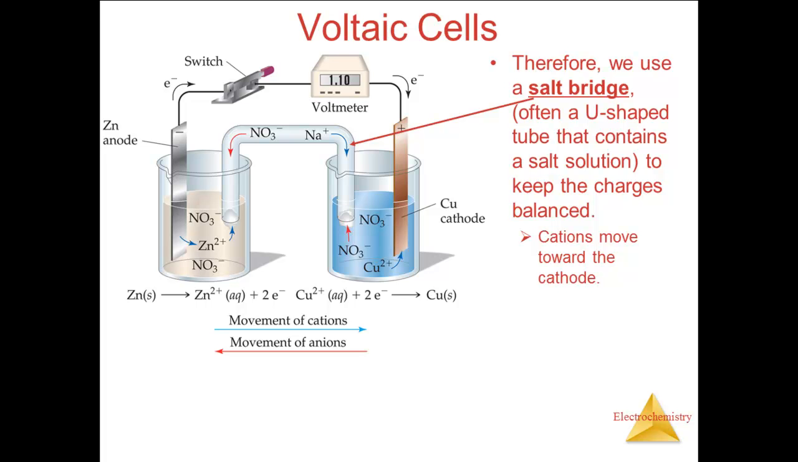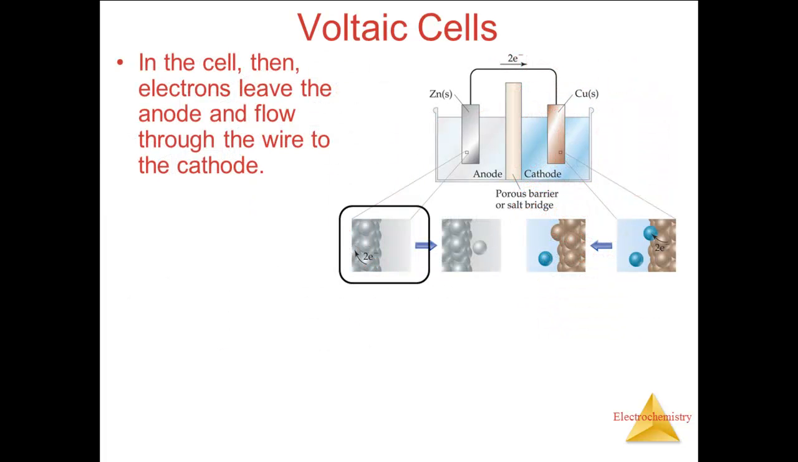The cations move toward the cathode because that half cell is negatively charged. Anions move toward the anode because that half cell is positively charged. Both types of ions move in opposite directions to balance the charge in each half cell.